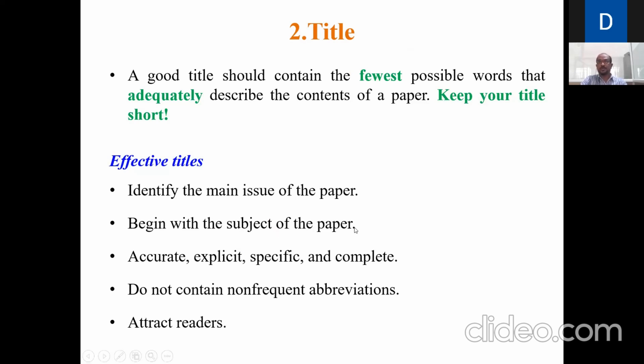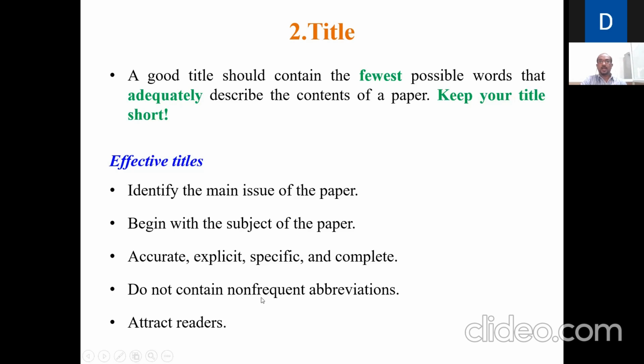What is the subject of your paper? If you are analyzing the performance of the electrical machine, that is your subject, so you have to start with your subject: performance analysis of, like that. Accurate, explicit, specific, and complete. Your title should be very explicit, accurate, and specific.